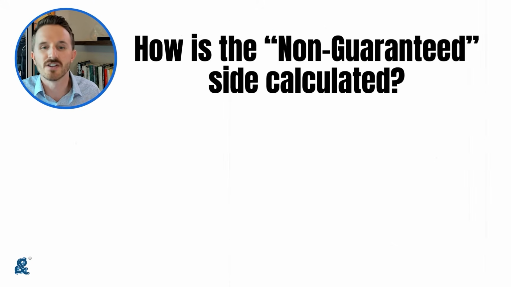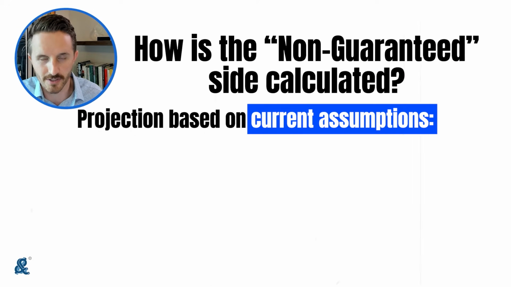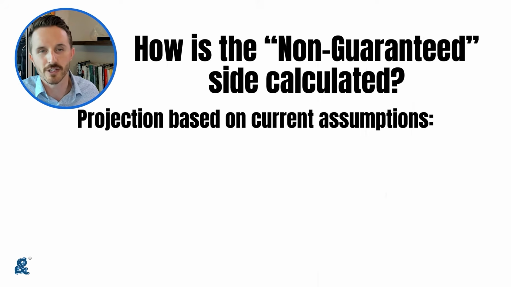Now, how is the non-guaranteed side calculated? It's a great question. It's based on current assumptions, so not the worst case scenario, which, realistically, for the carriers that we work with, there's not a single year in which the worst case scenario has ever happened, and I'll get to why in a little bit. The non-guaranteed side is the average scenario.